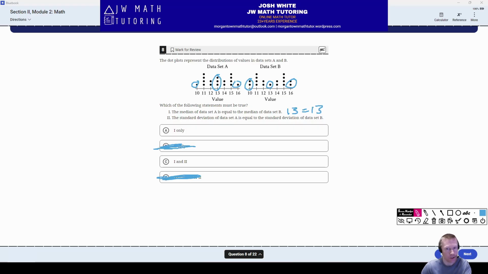So the standard deviations will not be the same. So therefore, statement number 2 is not going to be correct. And the correct answer for this problem is just letter A. The medians are the same, but the standard deviations are not the same.